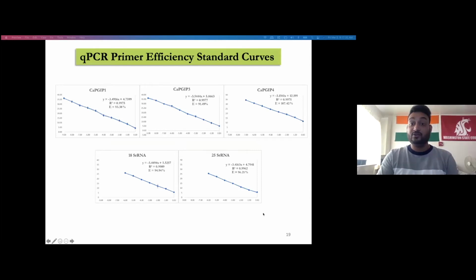For every qPCR experiment, it's highly important to choose the right primer sets. My key guideline suggests we use only primers that have efficiency between 90 and 110%. So we were careful in choosing only the primers for all the genes, including the reference genes. They were between 90 and 110%, as you can see for all of them here.